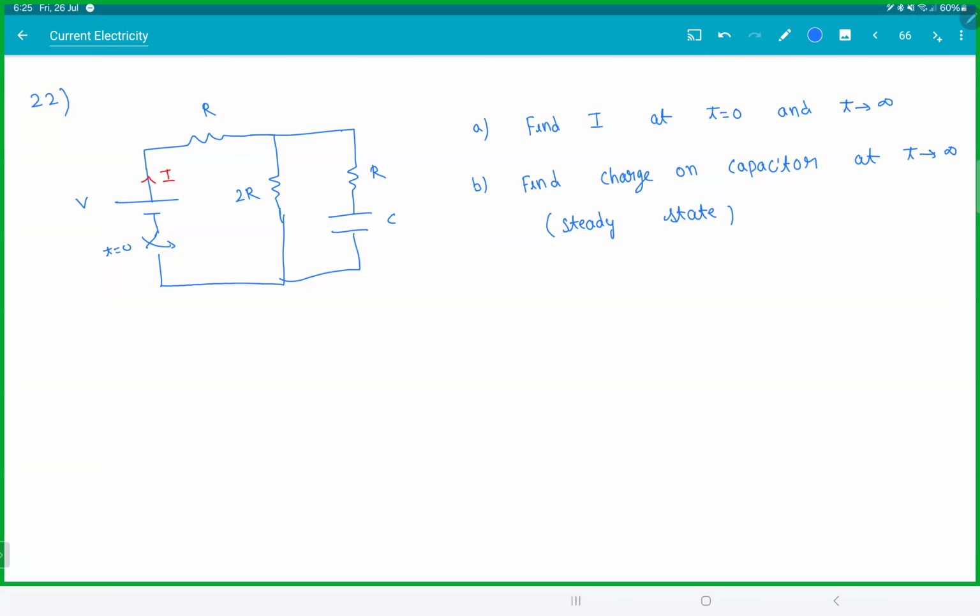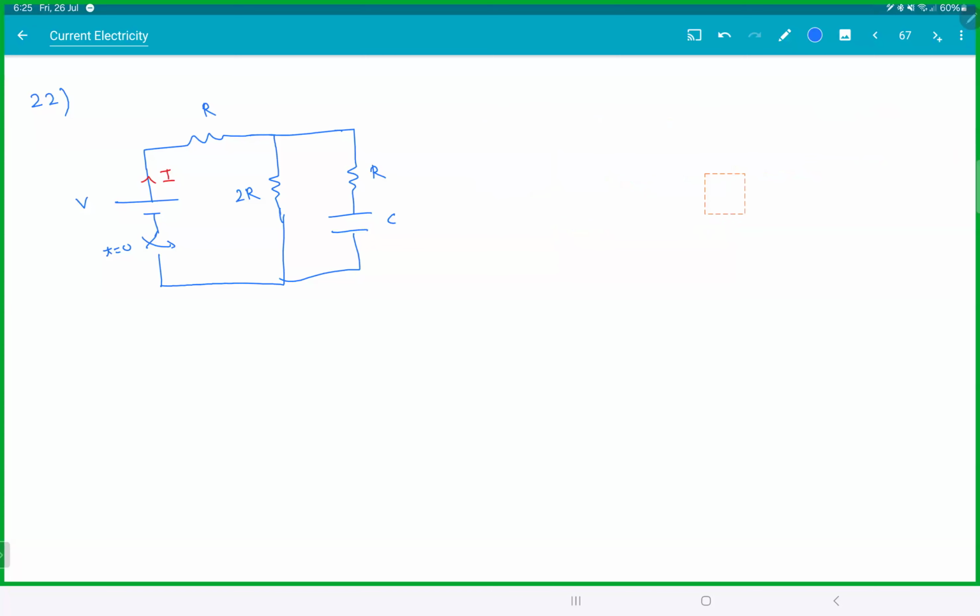Let's see. So just draw the circuit. At t0, the capacitor will act like a wire. It will be like this. So R, 2R, R, this is V, this is I. R equivalent will be 5R by 3. So I is equal to 3V by 5R.